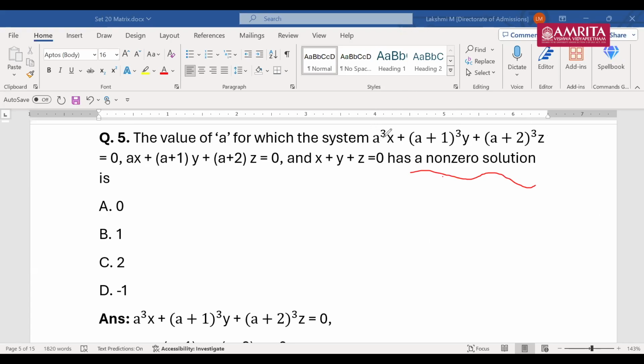Just you can solve it. Here it's A cube, this is A plus 1 cube, this is A plus 2 cube. Here it's A plus 1, A plus 2. Here it's 1, 1, 1. Just solve it and you'll get it. You have to find the value of A, whether it's 0, 1, 2 or minus 1. Yes, I think we'll just discuss this question. There is B, there is D, there is A also.